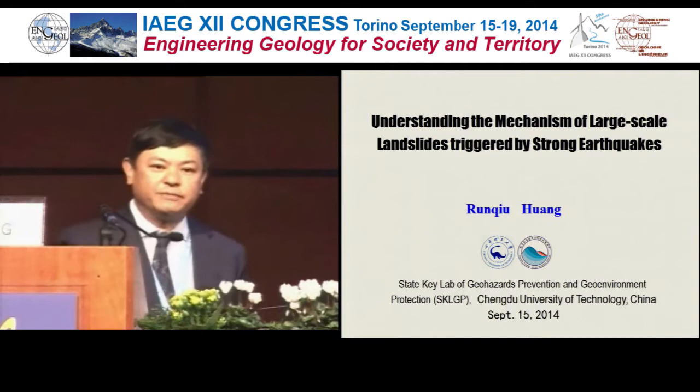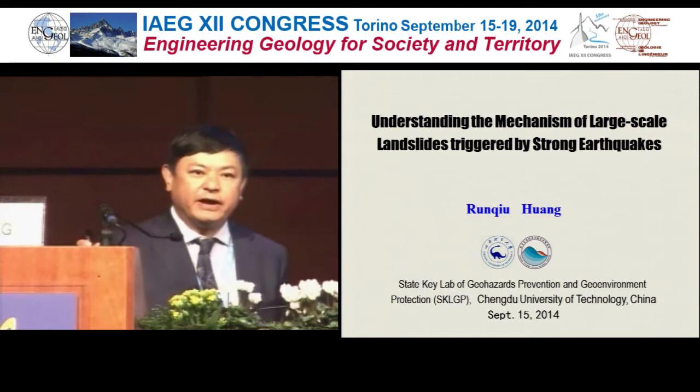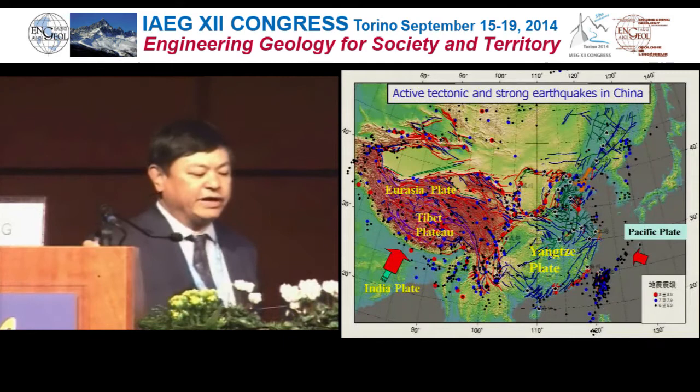As you know, China is a country strongly affected by earthquakes, and there are a lot of active faults and geologically active areas. So in the recent 100 years, we met strong earthquakes many times, and we can find a lot of huge landslides triggered by strong earthquakes. This map shows active tectonics and strong earthquakes in China.